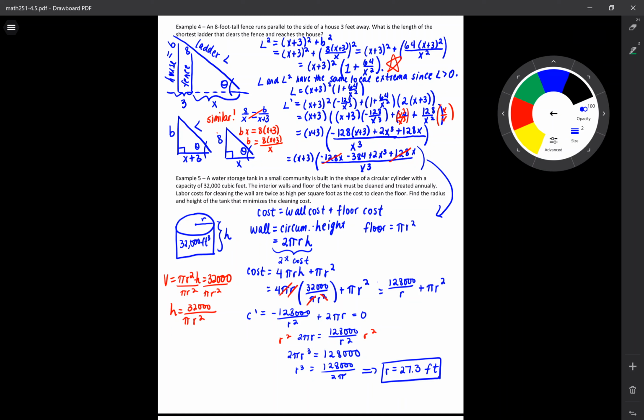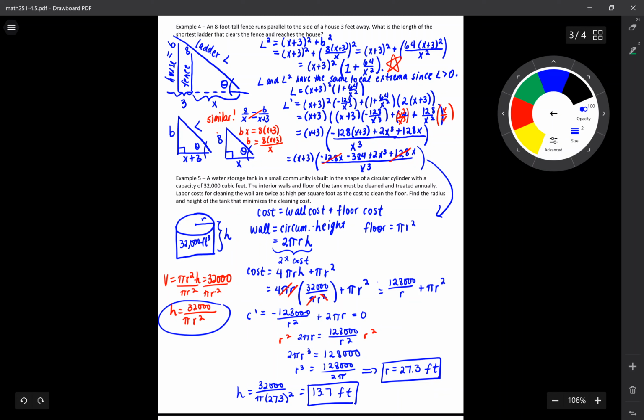And now I need to solve for the height. Luckily, I have a handy-dandy expression here. So h is equal to 32,000 divided by pi r squared. R is 27.3. And this is equal to 13.7 feet. So this is the radius and the height that minimize the cleaning cost of this tank. Pretty cool, right?